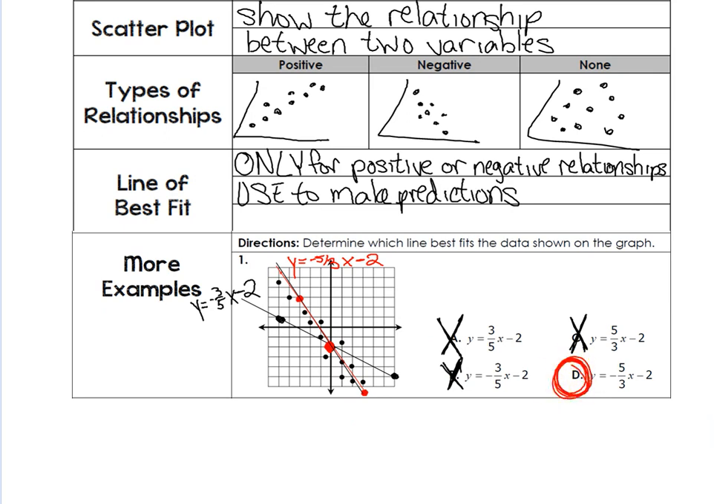I want you to pause the video for a second, and I want you to do problems 2 through 6 on the back. Pay attention. If your slope is going downhill, then get rid of anything that does not have a negative slope. If your line is going up, get rid of anything that might have a negative slope. Pay attention to the direction of your line. Once you've finished problems 2 through 6, go and check them on the answer key that's on the bookshelf, and then continue the video.